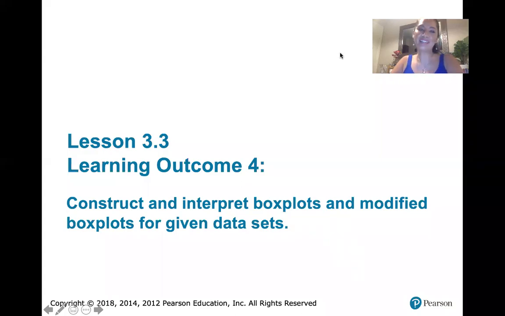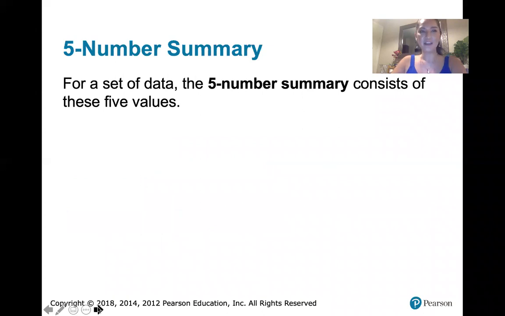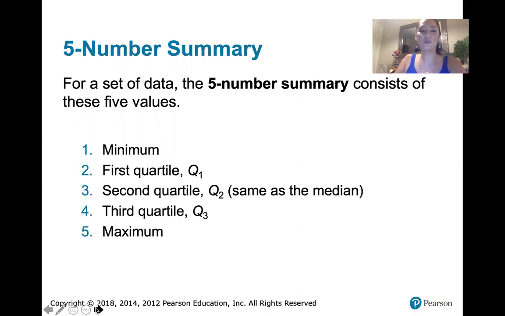In this video, we discuss Learning Outcome 4, which is all about constructing and interpreting box plots and modified box plots for given data sets. Remember, we talked about that 5-number summary in the last video. The 5-number summary consists of these 5 values. Basically, you've got your maximum and minimum value, and then you've got your first quartile, second quartile, and third quartile.